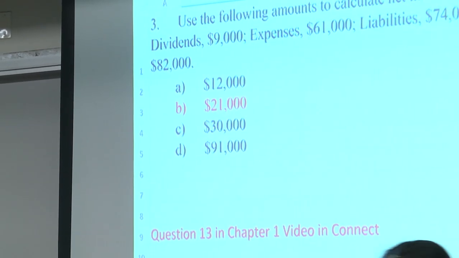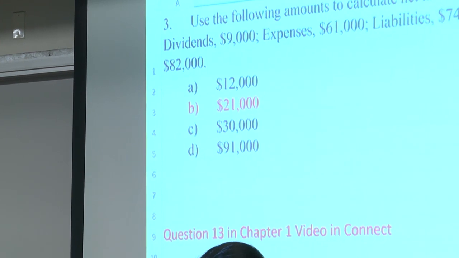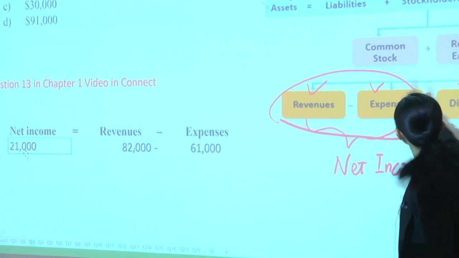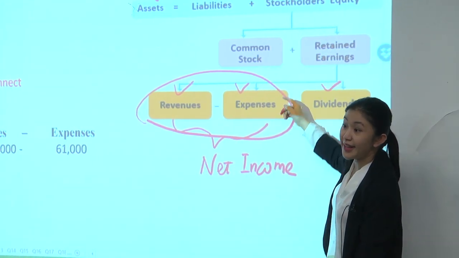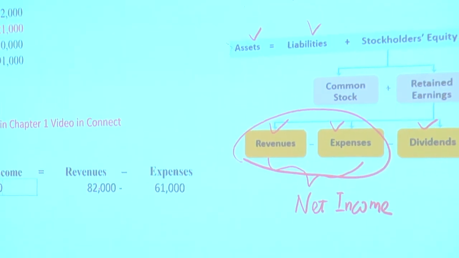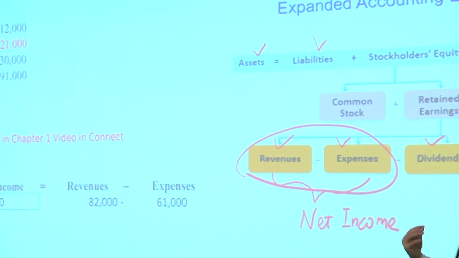Will it consider dividends by subtracting it from expenses or from revenue? If we subtract dividend from revenues, we will get retained earnings instead of net income. Net income is this net, right? So yeah, if the question asks retained earnings, then we have to do that.